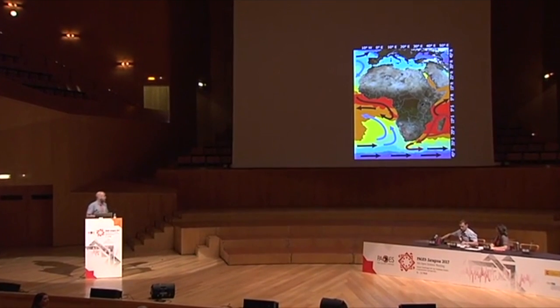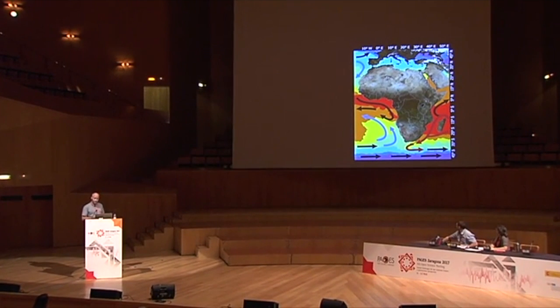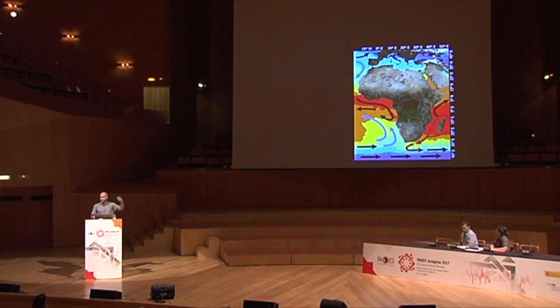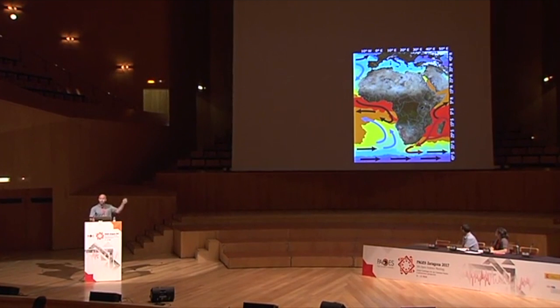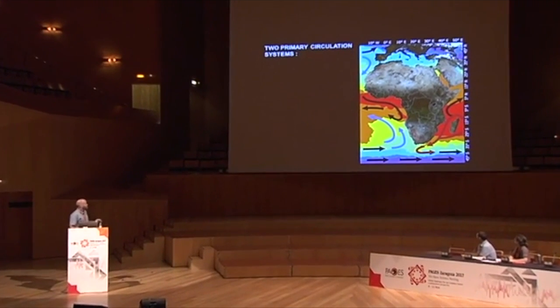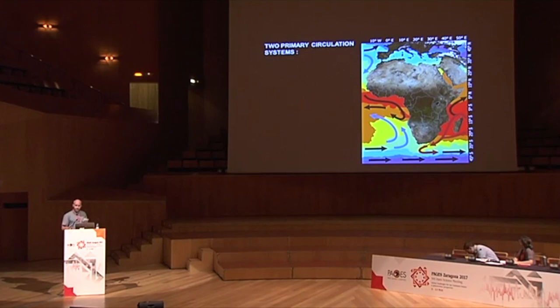Southern Africa is definitely a very complicated place to work because you have many different influences. Throughout this talk, I'm going to really simplify all of these elements. And if you find that I'm oversimplifying, come find me later, ask questions, because I'm definitely oversimplifying. We're going to look at just two primary circulation systems.